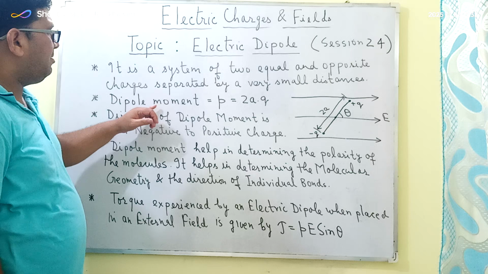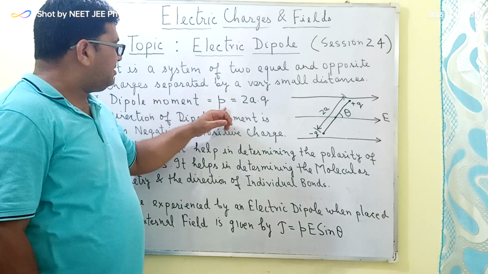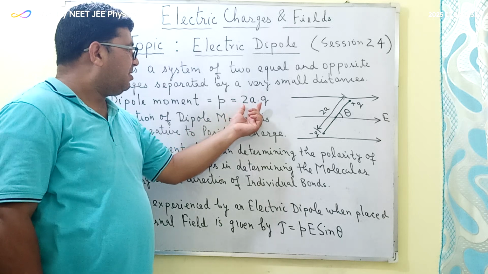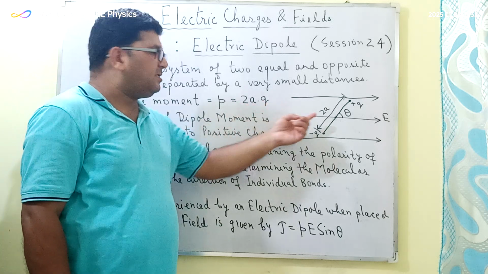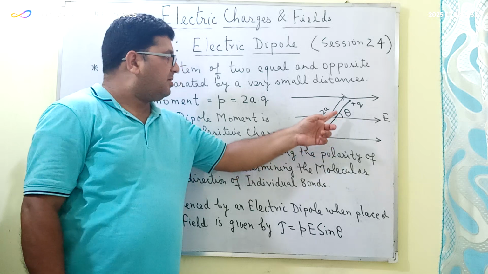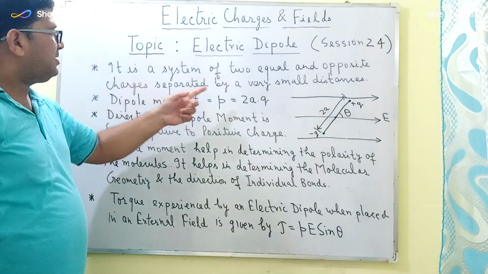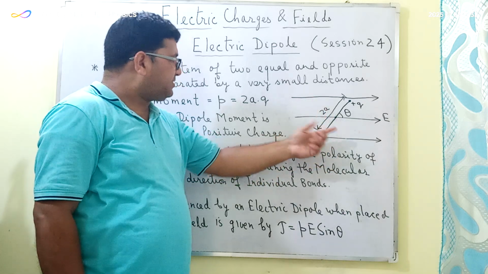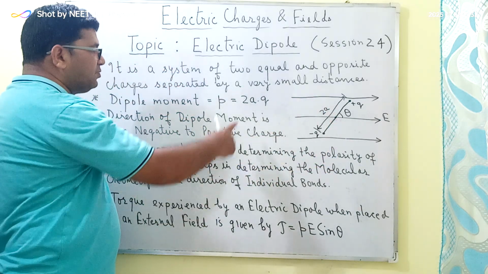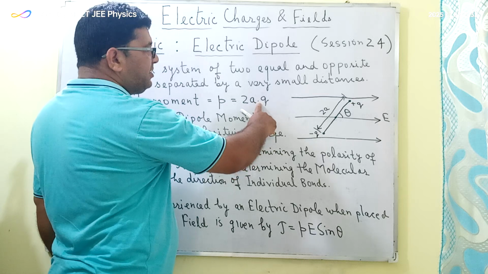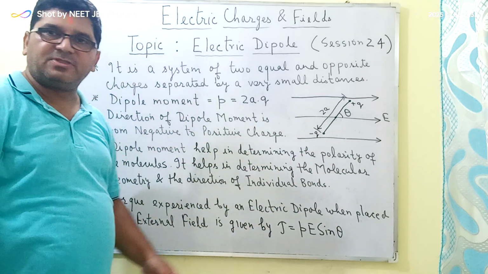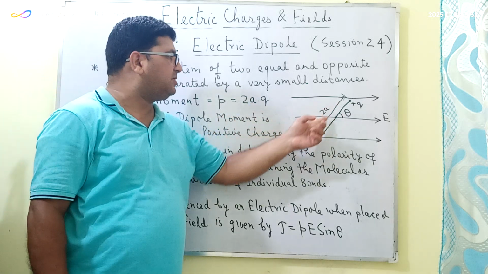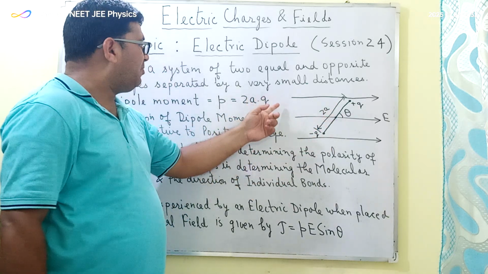So the dipole moment is represented by this small p, and this is equal to the distance between the two charges multiplied by the magnitude of any one of the charge. So in the case of a dipole, there are two equal and opposite charges which are separated by a very small distance. So in this case, the distance between the two charges is equal to 2a and multiplied by q. Q is the magnitude of any one of the charge. So the dipole moment P will be equal to 2a into q. Now if the distance between the two charges is L, then the dipole moment will be equal to q into L.